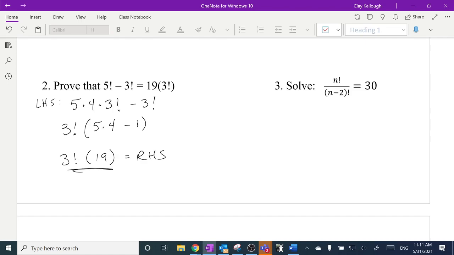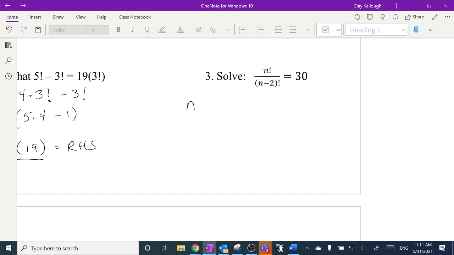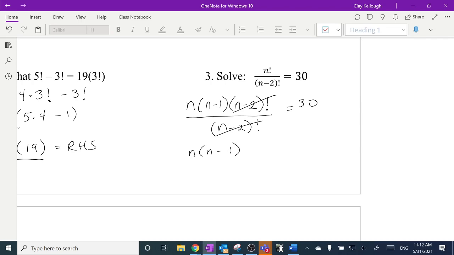All right, let's look at number 3. N factorial over n minus 2 factorial. N factorial is n times the number that comes before n, times the number that comes before that, times the number that comes before that, forever and ever. So I might as well slap a factorial on it. All over n minus 2 factorial equals 30. And then, okay, now I'll leave it to you. What do you know about n? N has to be a natural number. So there's no decimals involved.